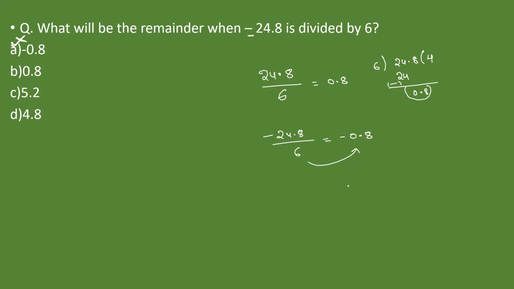Because of that reason, what we will do is 6 minus 0.8, that is 5.2. So our answer here is 5.2, not minus 0.8. Please keep this in your mind, students, everyone. Our answer here becomes 5.2, not minus 0.8.